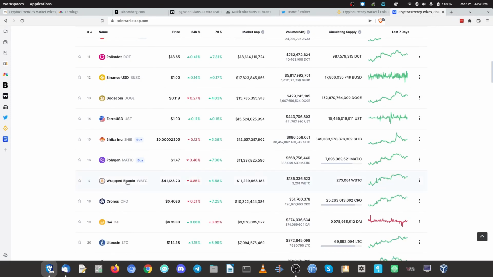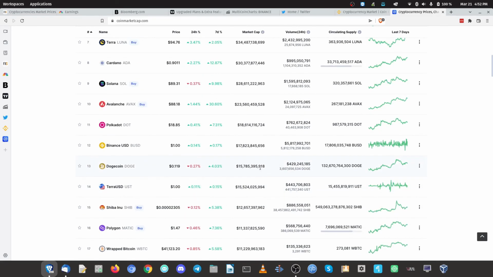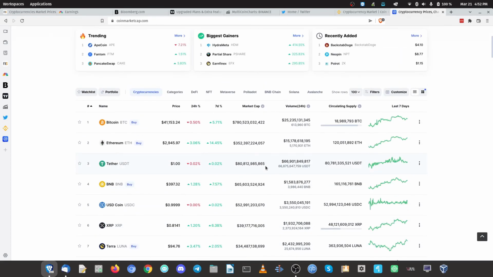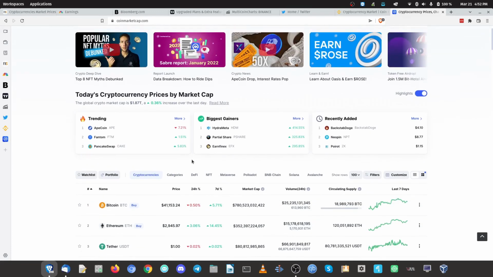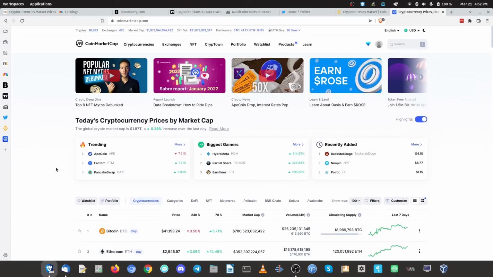So I don't usually trade off here, but it's good to keep an eye out for smaller coins that may be shooting up over time. So those are essentially the resources I use to set myself up for my trading day.